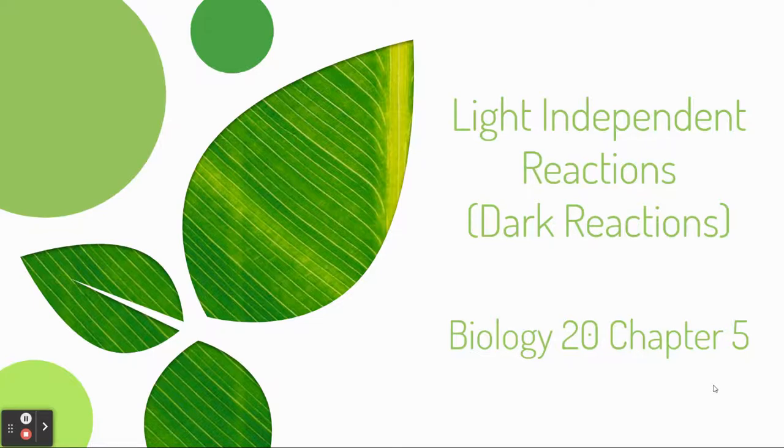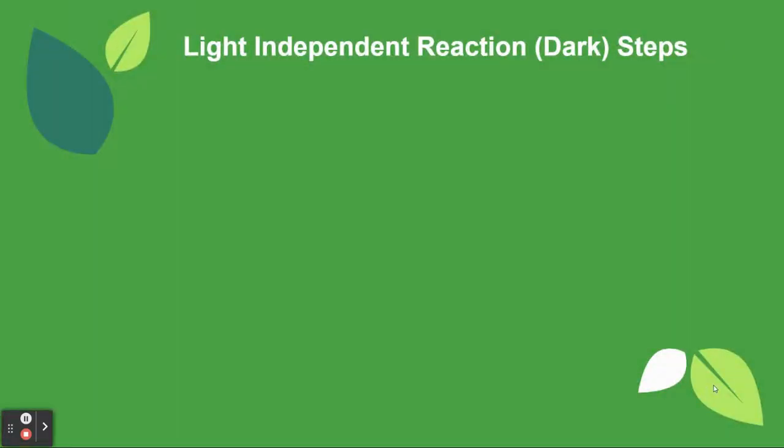Everyone, and welcome to our video on the light-independent reaction, the second part of the process of photosynthesis. Now, the light-independent reaction also goes by the name of the dark reaction or the Calvin-Benson cycle. So keep that in mind as we talk about it, as those will be interchanged throughout. So we're going to start by talking about how this works.